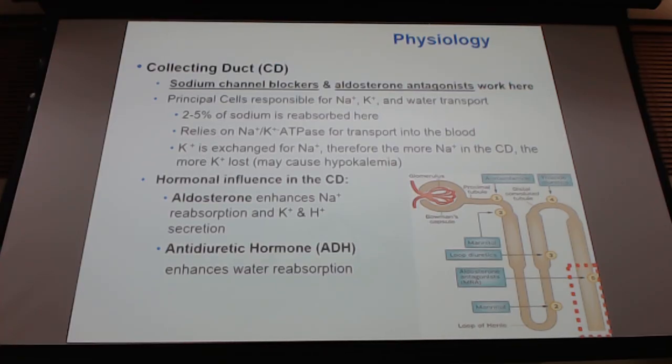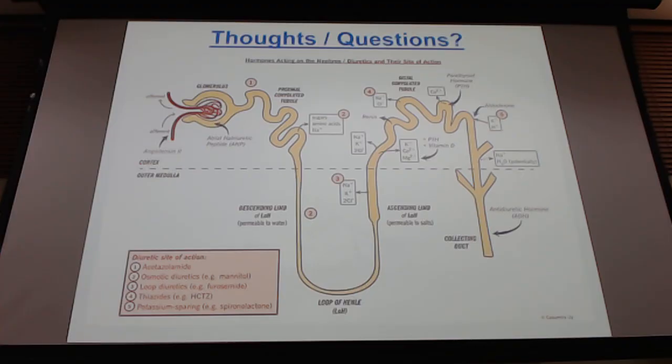So the more sodium in the collecting ducts, the more the transporter will work to put the sodium into your body, and the more potassium that's lost. And this is what can cause the hypokalemia that you see. Hormonal influence in the collecting ducts: we'll have aldosterone, which enhances sodium reabsorption and potassium and hydrogen excretion. And then we have antidiuretic hormone, which enhances water reabsorption. So far, are there any questions?